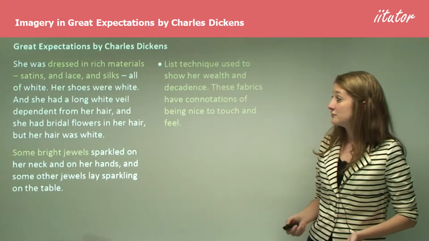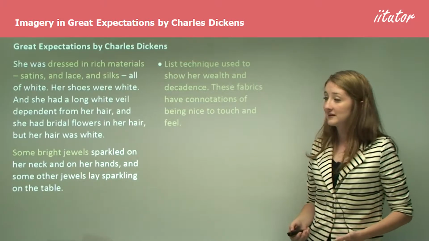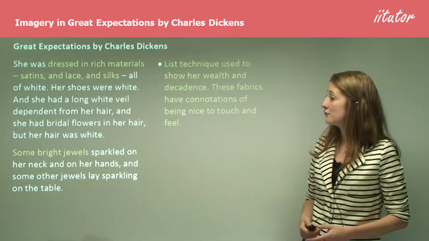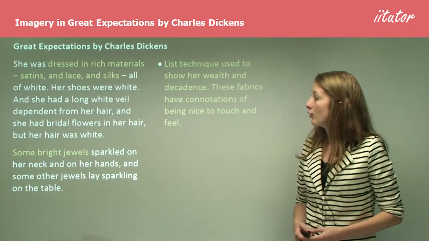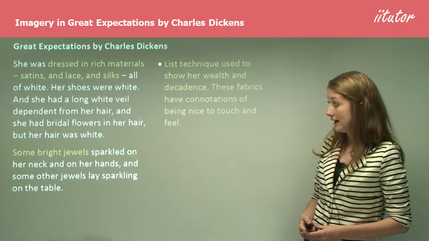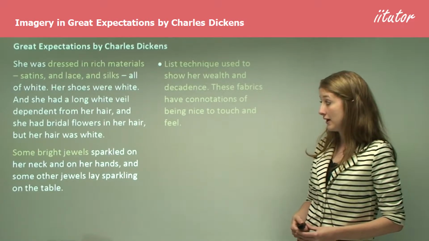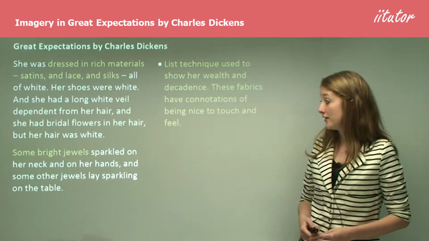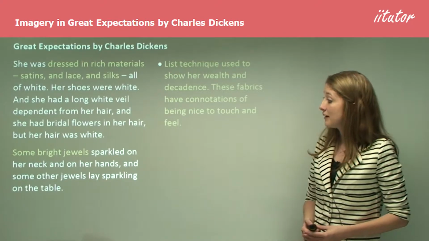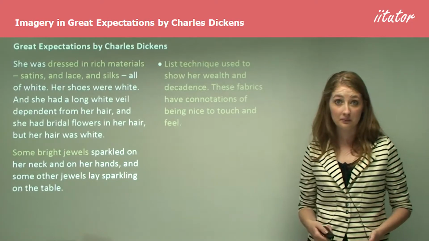She was dressed in rich materials, satins and lace and silks, all of white. Her shoes were white, and she had a very long white veil dependent from her hair, and she had bridal flowers in her hair, but her hair was white. Some bright jewels sparkled on her neck and on her hands, and some other jewels lay sparkling on the table.